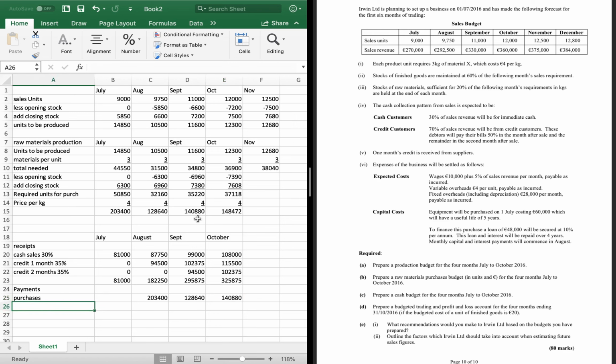Wages tells us it's 10,000 plus 5% of sales revenue per month payable as incurred. Alright, so for each month you have to find 5% of sales and add it to 10,000. So we'll find 5% of the sales revenue. So the sales revenue is 270, and then we're going to add on to that 10,000.